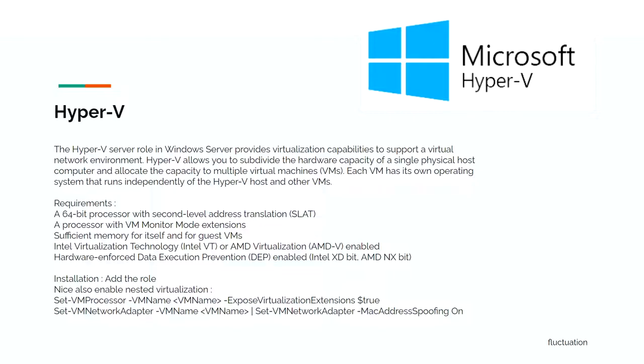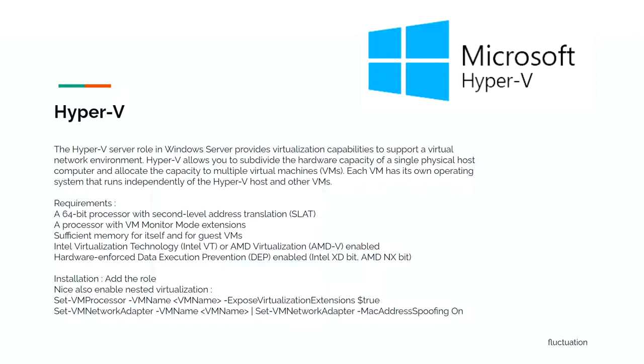The Hyper-V role in Windows Server provides virtualization to support VMs. When you prepare your Hyper-V, you will need storage and networking. Hyper-V allows you to subdivide the hardware capacity of a single physical host computer and allocate the capacity to multiple VMs. The more memory and CPU you have, the more VMs you can have. Each VM has its own operating system that runs independently on the Hyper-V host or another VM. It's not like a container or Docker. We'll see what Docker is after.